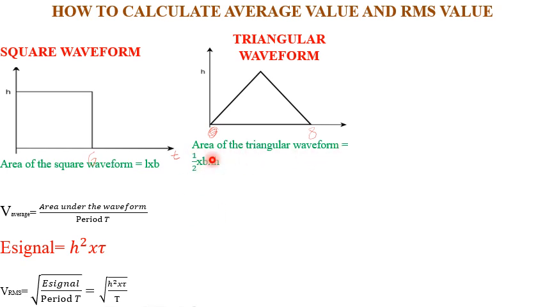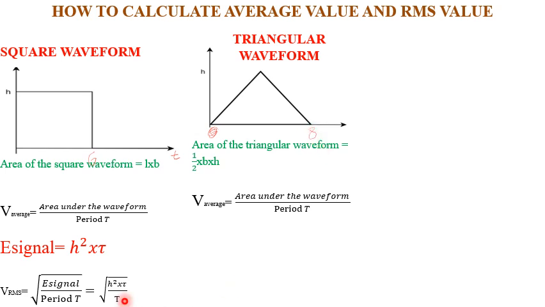Then after finding the area of the triangle, we divide it by the period to find our average value. So the average value is the area under the waveform over the period. So it will be half base times height all over the period. The period here is, let's say, 8.